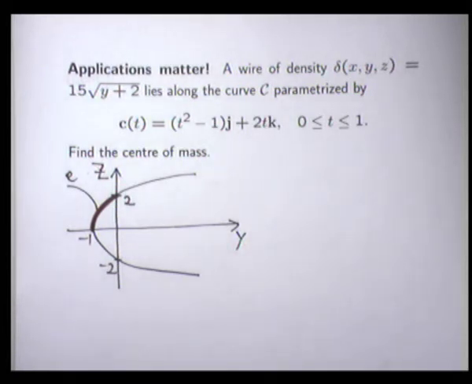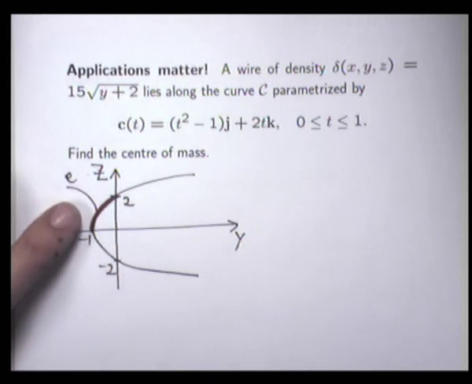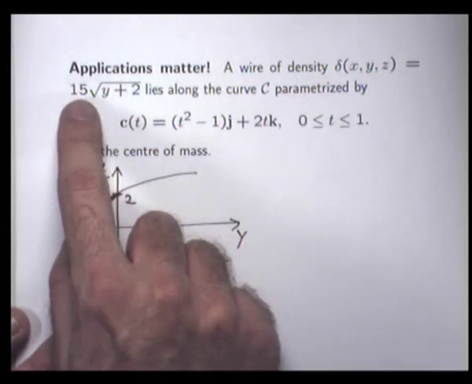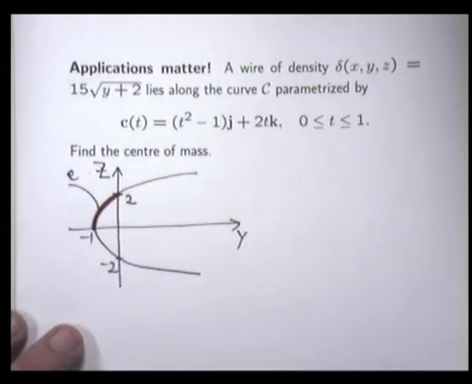Okay. A wire, it sits in this case in the YZ plane, and we have the parameterization for our wire. So this little red curve represents our wire. Okay? And we're also given the density at any point along our wire. The question is, calculate the center of mass of our wire.